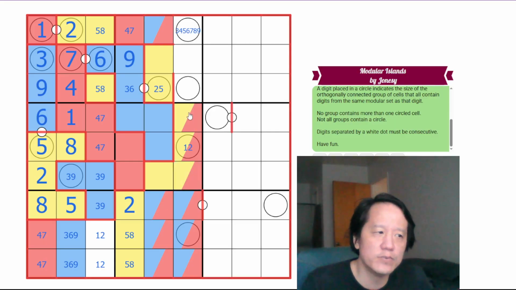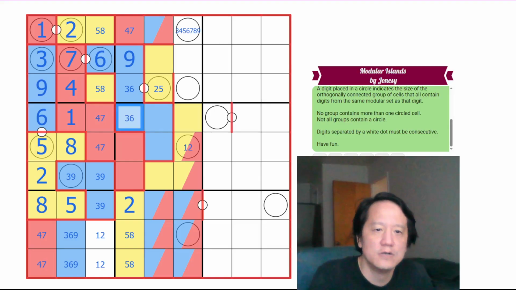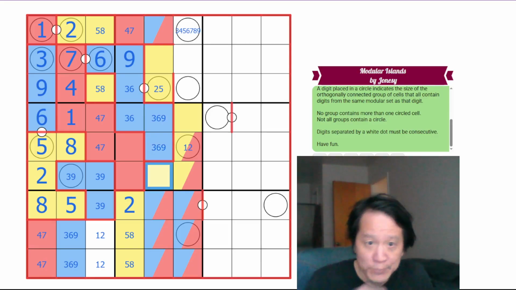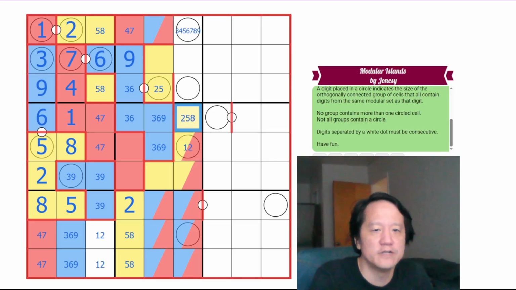Can this ever be red? Then that would force these all to be yellow, and it would be size 2 with 3 cells in it, which is not allowed. So this cannot be red here. This must be yellow. In fact, well, we don't know. This is 3 or 6 here. We have 3, 6, 9 here. We don't know which. So this must be 2, 5, or 8 here.